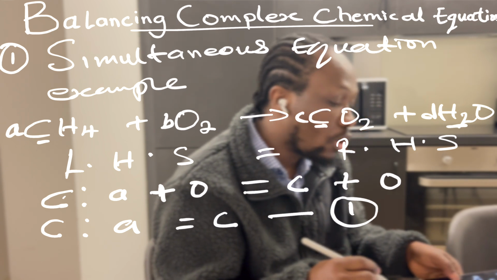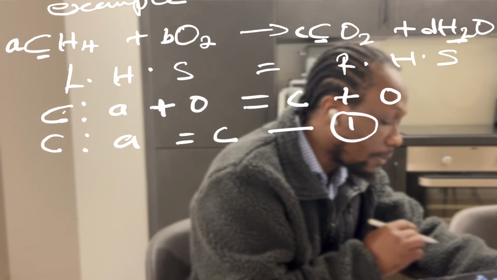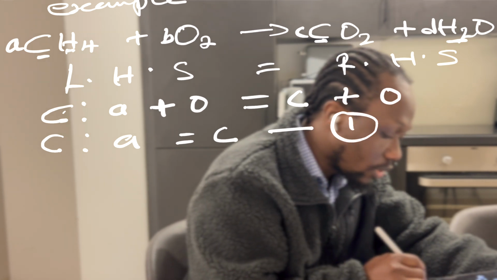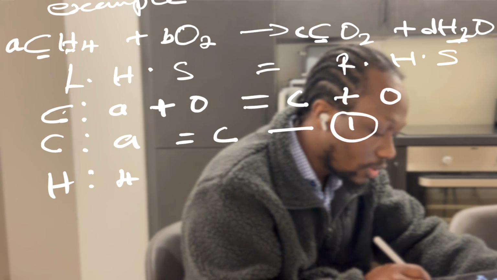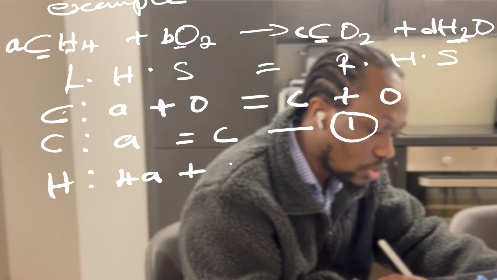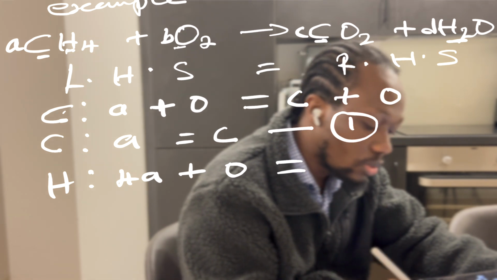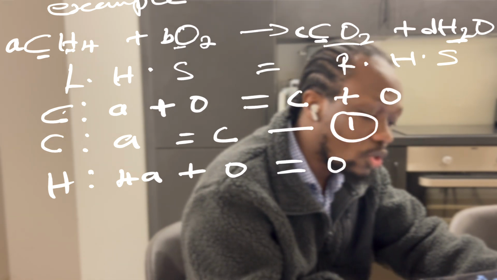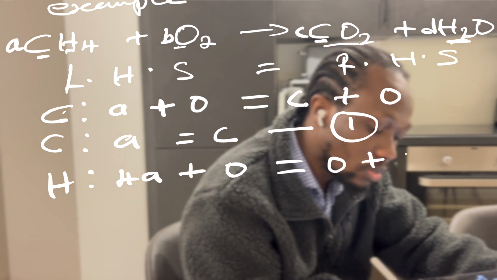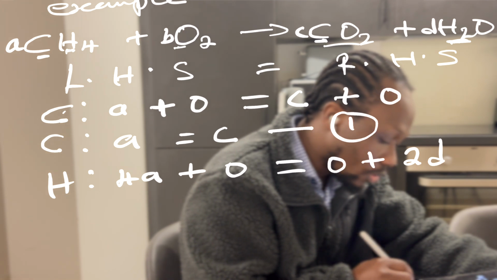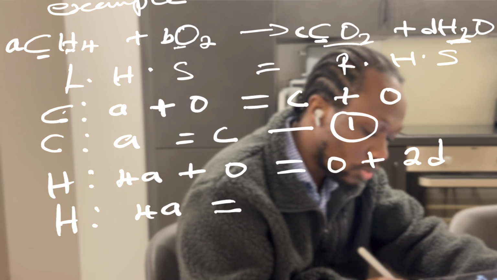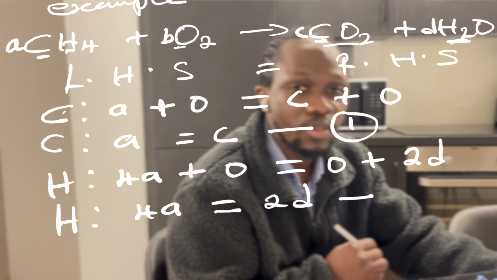The next step is to compare the next element, which is hydrogen. Hydrogen here has 4, so 4 times A will give us 4A, plus there's no hydrogen in the next substance, so that gives us 0. Equals, there's no hydrogen in CO2, so that gives us 0, plus there are 2 hydrogens in the water molecule, so that gives us 2 times D, which is 2D. So for hydrogen, we have 4A plus 0, which is 4A, equals 0 plus 2D, which is 2D. I'll call this equation 2.